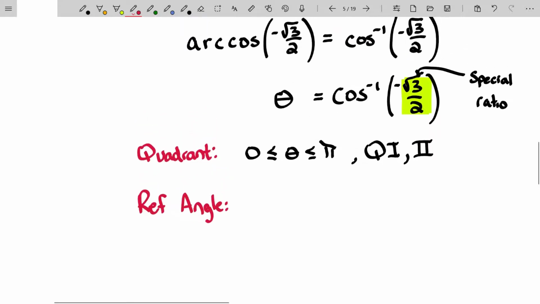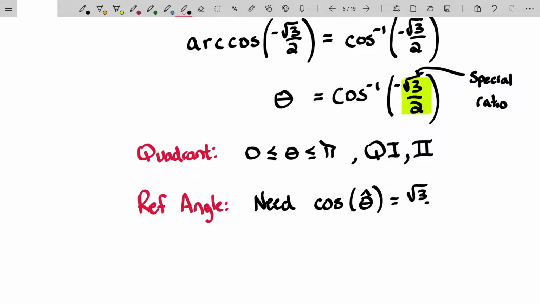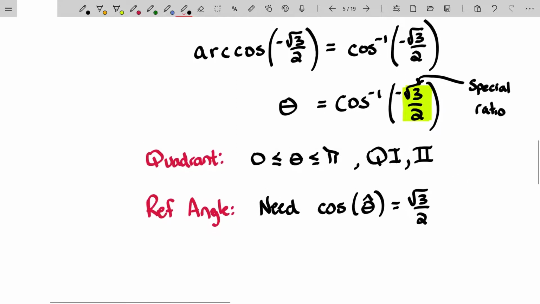Since the cosine inverse of negative root 3 over 2 is equal to theta, I need the cosine of theta hat, the reference angle, to equal a positive root 3 over 2. The reference angle is always between 0 and 90 degrees, or between 0 and pi over 2 radians. So it's just a small positive angle is all that the reference angle is ever going to be.